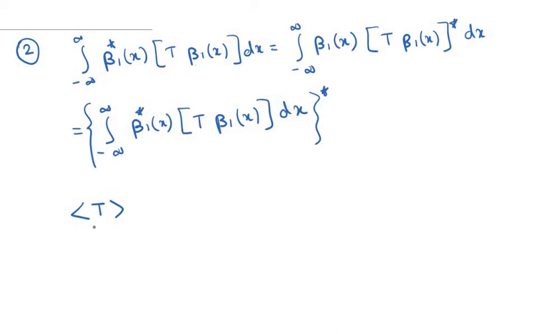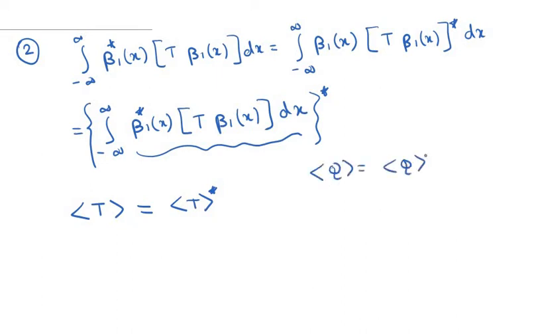So this is the average value of t for any wave function, and this is also the average value of t for the same wave function, but with a complex conjugate. So this is equal to the average value of t star. This is the condition which we wrote earlier when we wrote that q is equal to q star for a Hermitian operator. So anyway, that's the criteria.